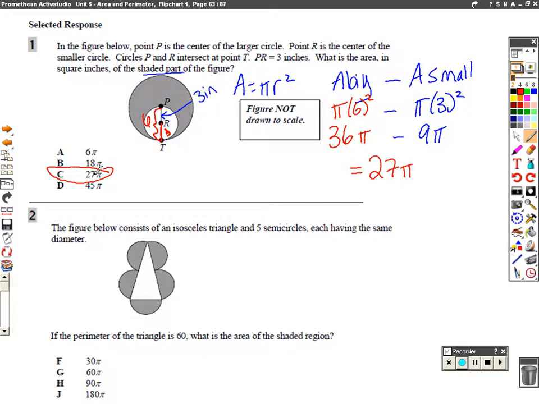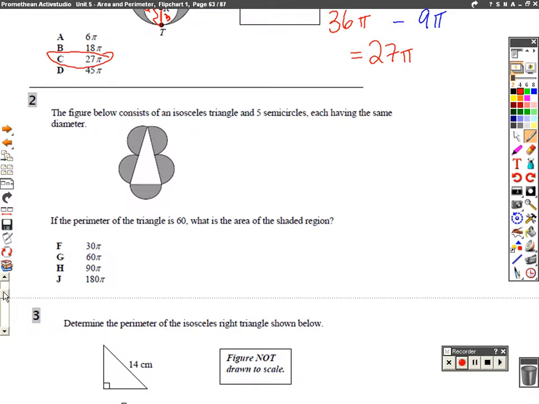Moving on to number 2. We have the figure below consisting of an isosceles triangle and 5 semicircles, each having the same diameter. And if the perimeter of the triangle is 60, what is the area of the shaded region? Okay, so all the way around the outside is 60, and these two are completely equal. And we want to know the area of the shaded region.